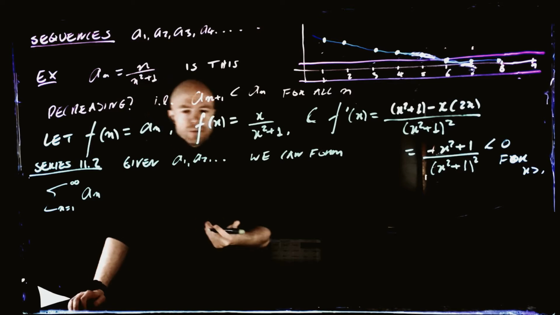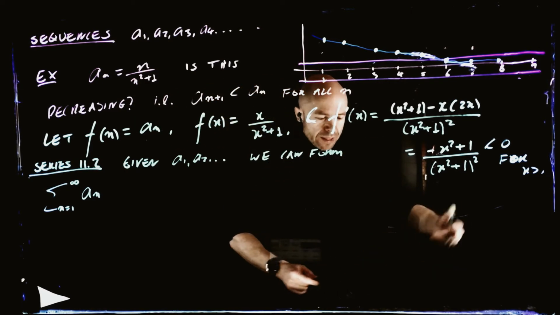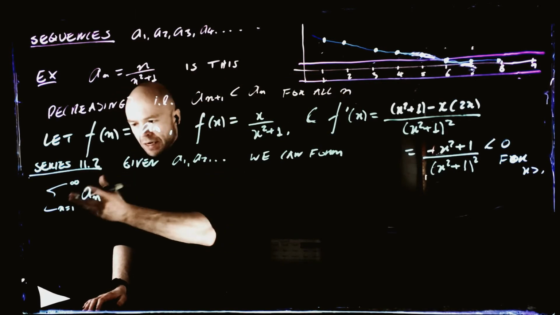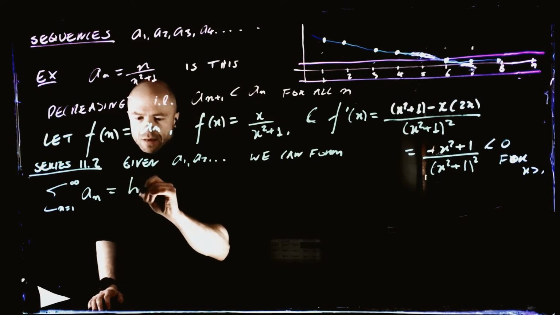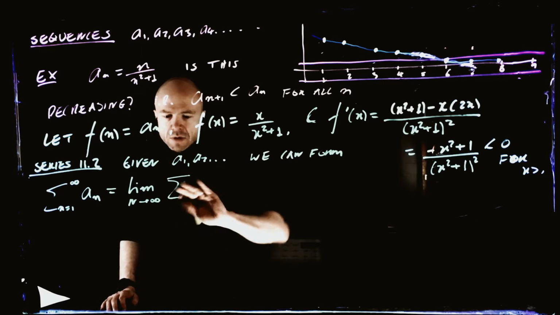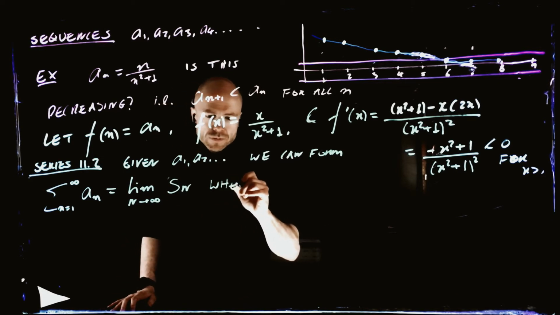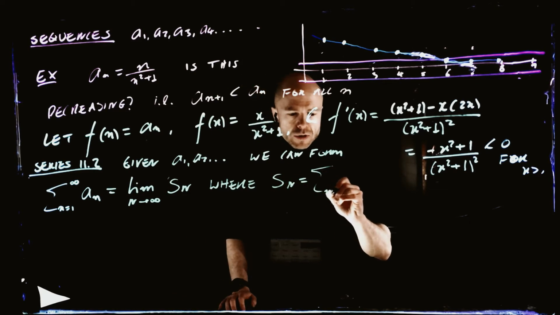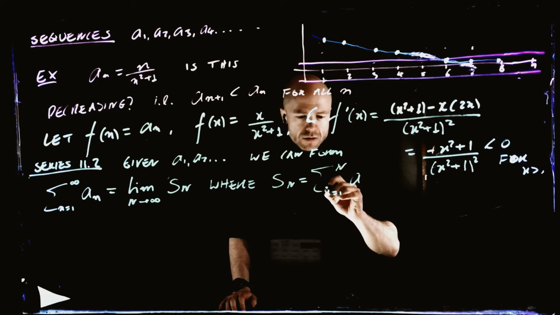But we have to think about what this means, because we can't just sit there and add something infinitely many times, right? Life is finite, the universe is finite. This has no actual meaning by itself, right? So what this means is that we're going to take the limit as capital N goes to infinity of the sum, well, actually, I'm going to use the partial sum notation, of S_N, where S_N is the sum from little n equals 1 to capital N of, let me use k, of a_k.